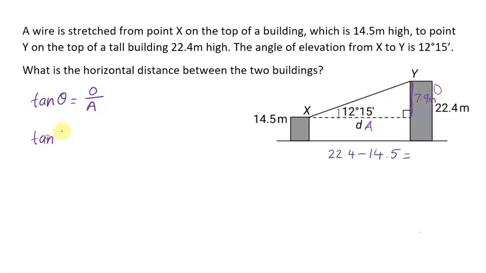We know the angle is 12 degrees and 15 minutes. The opposite side is 7.9 meters. And the adjacent side is just this letter D, the distance. We don't know what that is yet. That's what we're trying to find.